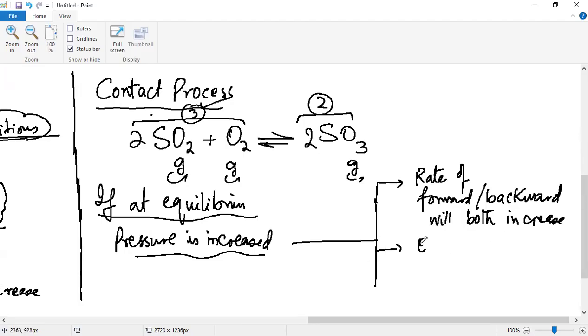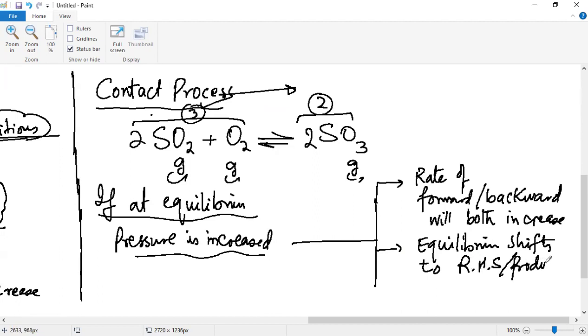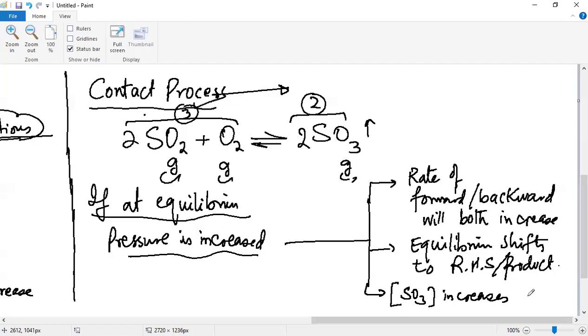Whereas the equilibrium shifts to the right side, because it goes from higher moles to lesser moles. When you increase pressure, 3 moles to 2 moles, the equilibrium position shifts to the right-hand side, or the product side. So when more products are formed, the concentration of product would increase. We'll say SO3 increases, while the reactants' concentration decreases, SO2 and O2 decrease.